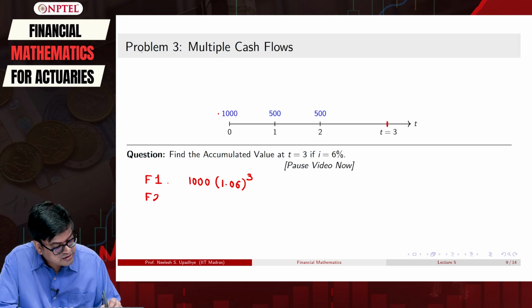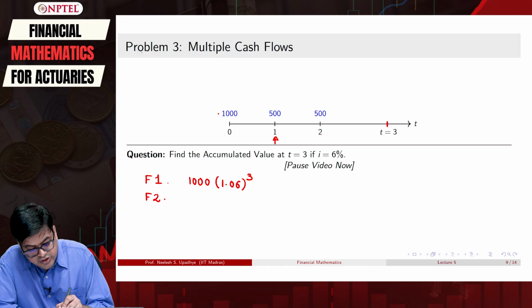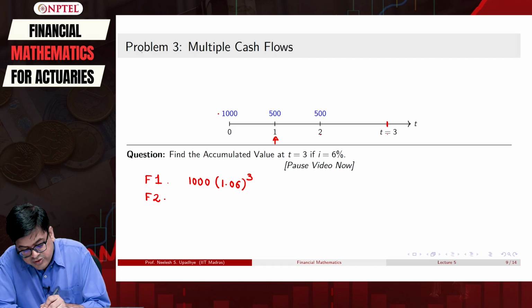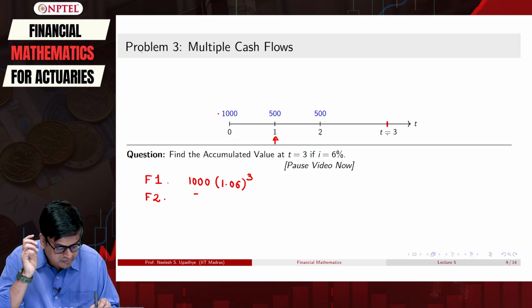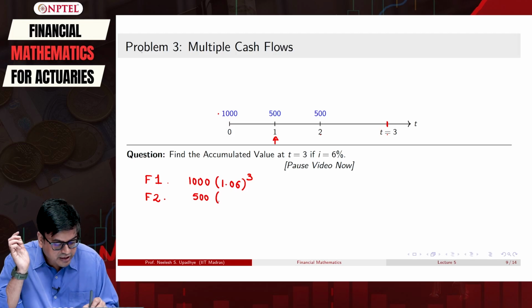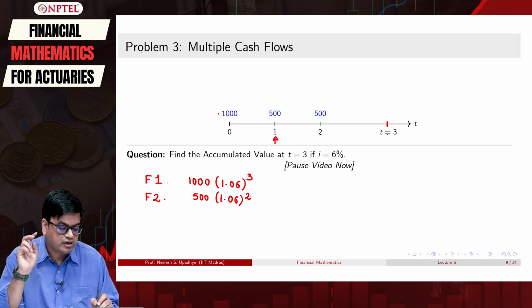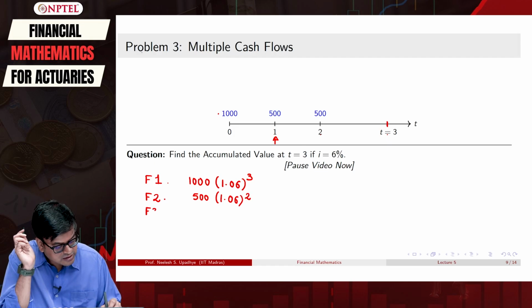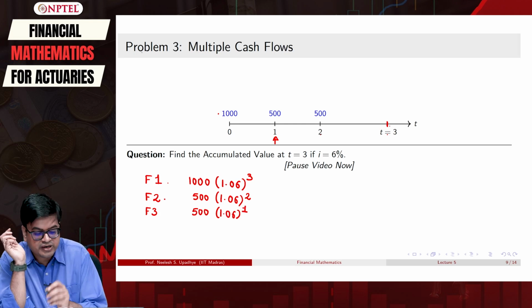Similarly, if I look at flow 2, this flow actually came at time point 1. So time point 2 is the first time step, time point 3 is the second time step. So this 500 that has come must have accumulated interest for 2 periods. And flow 3, which is 500 into 1.06, must have accumulated interest only for one time period.